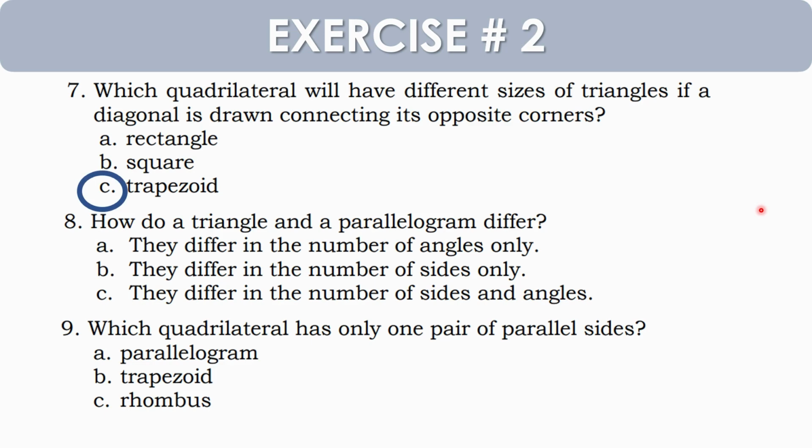Number 8. How do a triangle and a parallelogram differ? A, they differ in the number of angles only. B, they differ in the number of sides only. And letter C, they differ in the number of sides and angles. You are correct. Letter C, they differ in the number of sides and angles. Number 9. Which quadrilateral has only one pair of parallel sides? A, parallelogram. B, trapezoid. Letter C, rhombus. Amazing! Letter B is the correct answer.